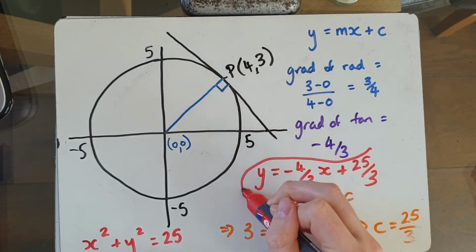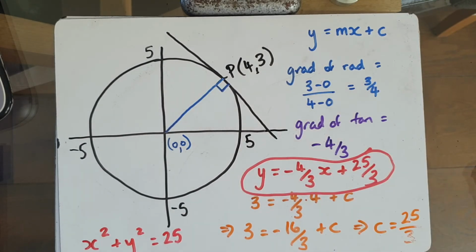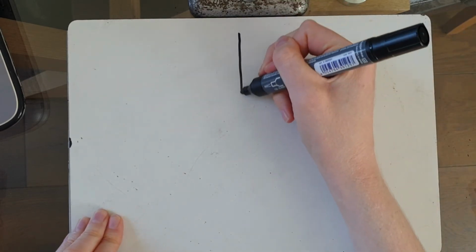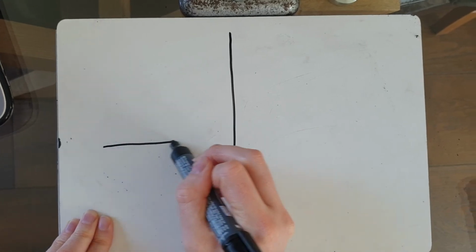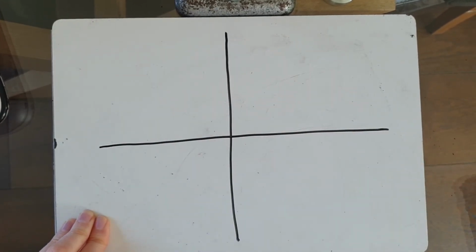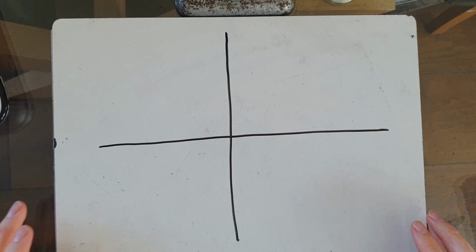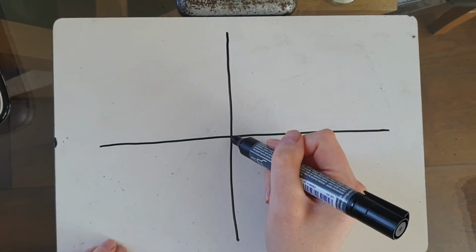So this is the equation of the tangent. Finally, question 11 looks much more difficult than it is. If you draw a diagram for this, it instantly makes it much simpler. So it says the line L is a tangent to the circle x squared plus y squared equals 40. So I'm going to draw that on. X squared plus y squared, there's no x minus a, y minus b, so it's centred at the origin.